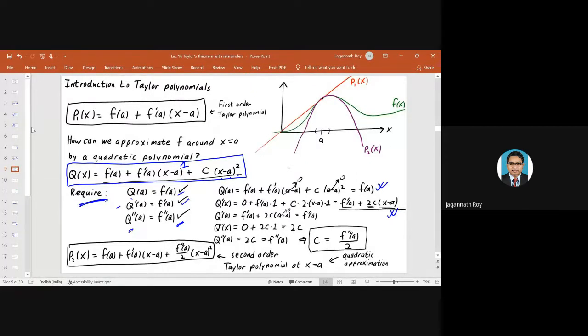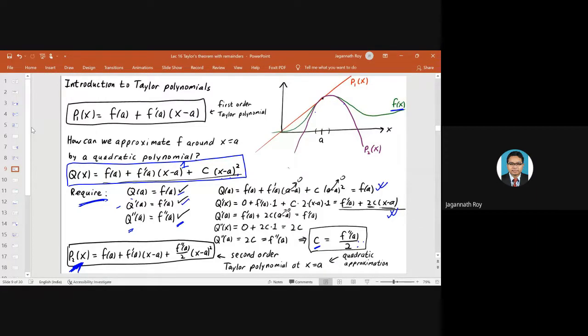Okay, and then we try to find out the point c as f dash of f double dash of a by 2. So here we can write P2(x) as the second order polynomial, which is a better approximation to the given function f(x). So as you increase the degree of the polynomial, you will get more and more accurate values, I mean a good approximation.